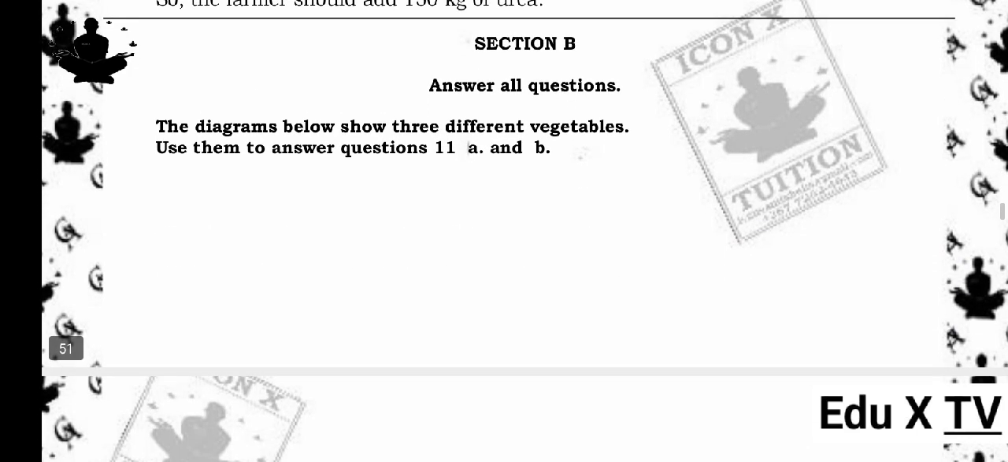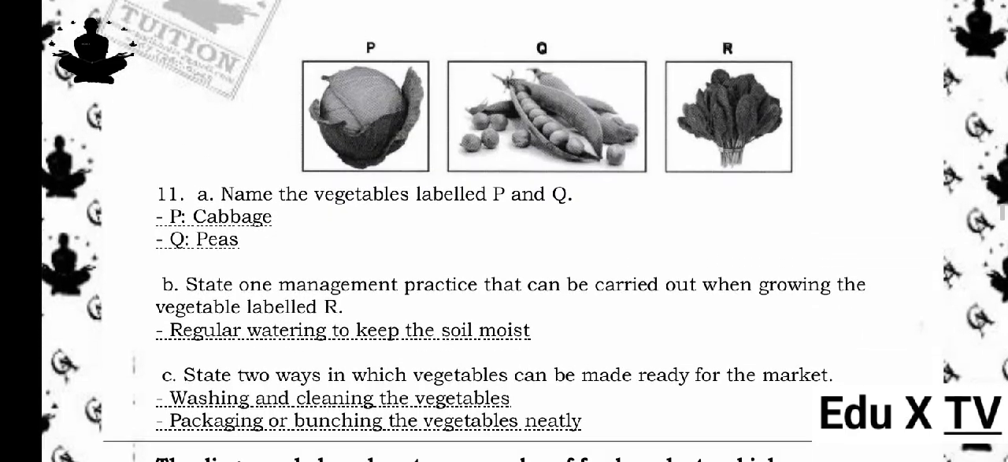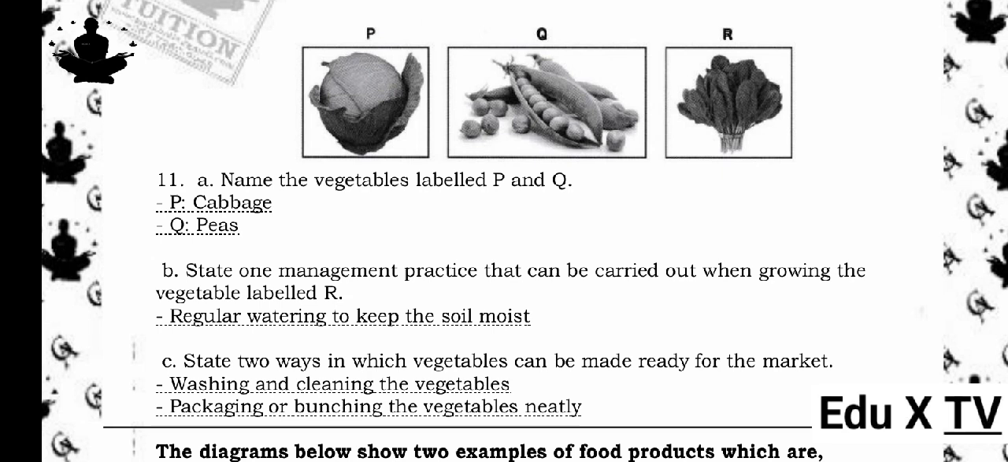Section B. Answer all questions. The diagrams below show 3 different vegetables. Use them to answer questions 11A and B. 11. A. Name the vegetables labeled P and Q. P. Cabbage. Q. Peas. B. State 1 management practice that can be carried out when growing the vegetable labeled R. Regular watering to keep the soil moist. C. State 2 ways in which vegetables can be made ready for the market. Washing and cleaning the vegetables. Packaging or bunching the vegetables neatly.